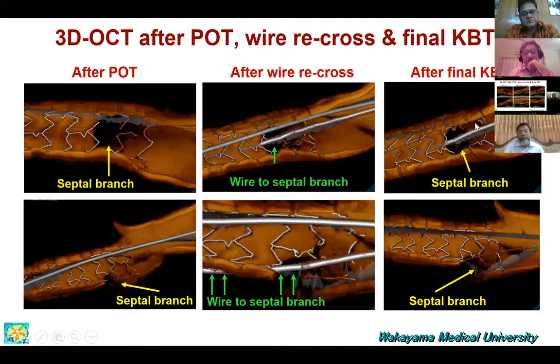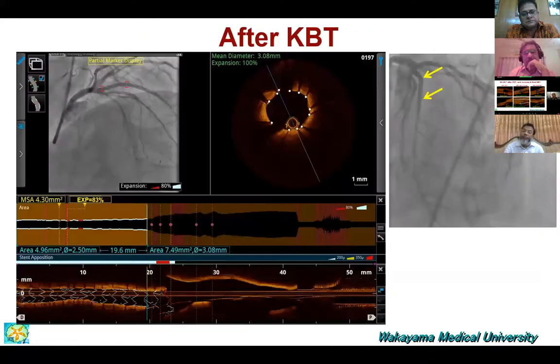And after kissing, this strut attached to the proximal side of the side branch here. So you can confirm the good result as shown in this slide. And then this is a final result, right? The distal expansion is 83%. It is more than 80%, as I told you.